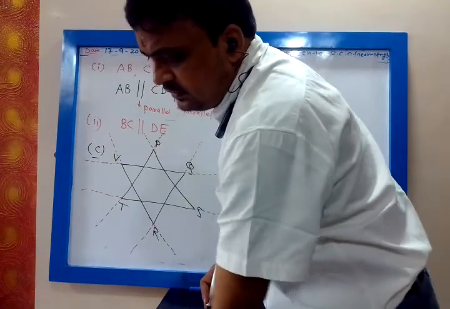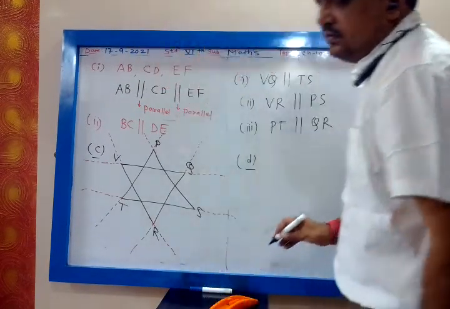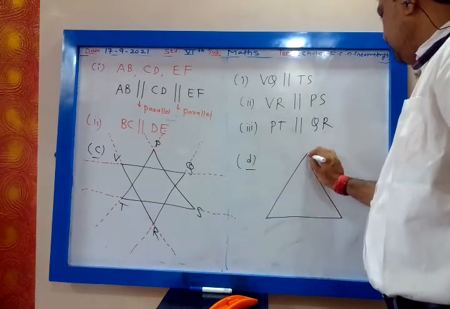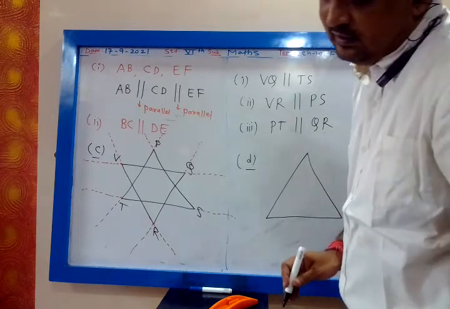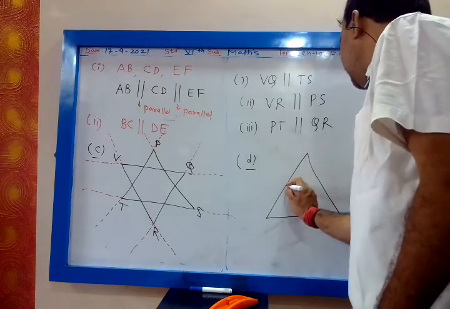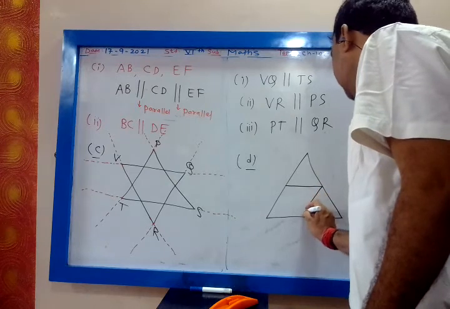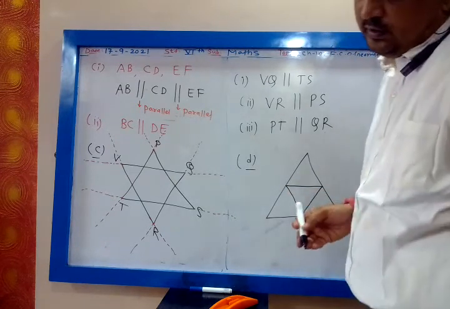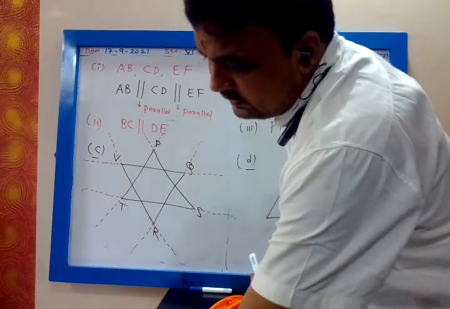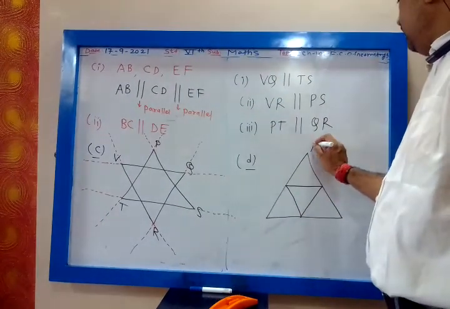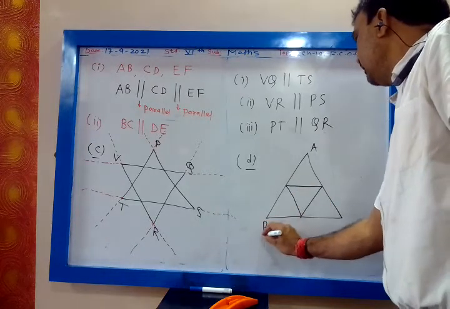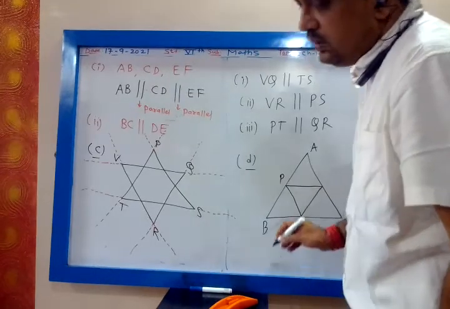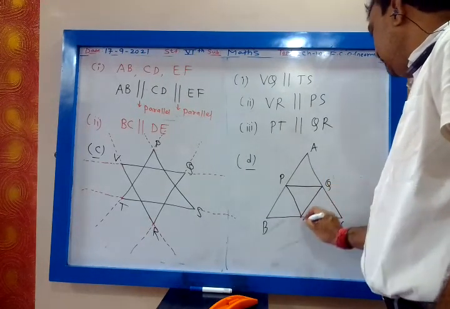Now D. The camera is clear. Now we are given one triangle. Inside the triangle we have another triangle. You can name them A, B, C, P, Q, R. Okay, extend the line.